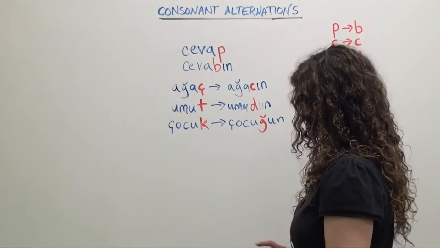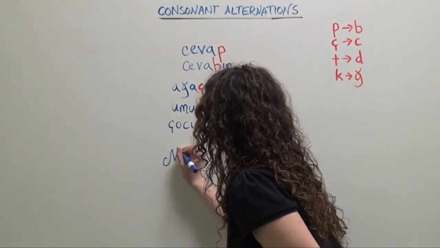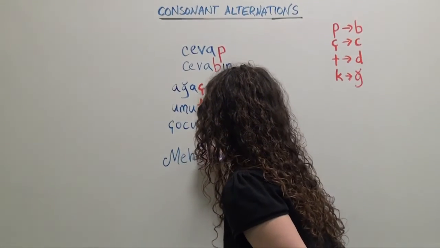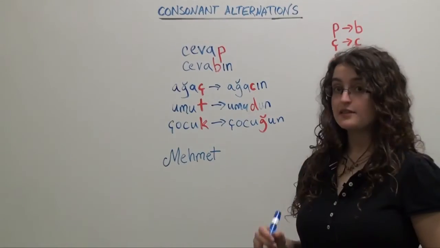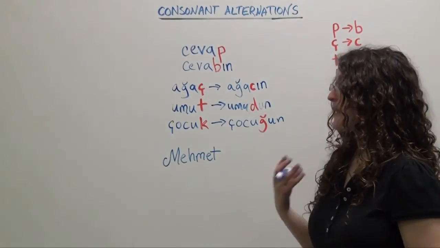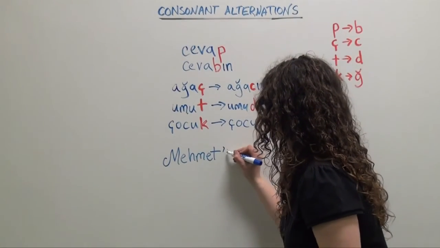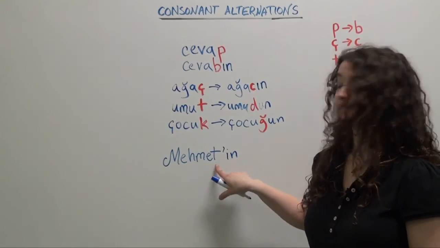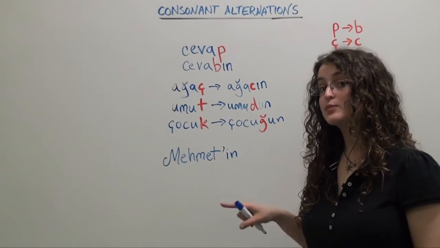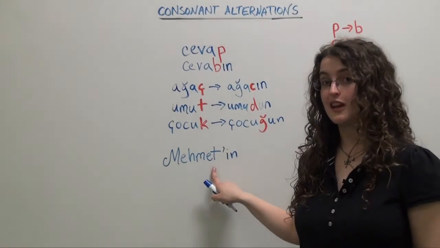Let's look at an example. Take the Turkish name Mehmet. If you want to add the genitive suffix to Mehmet, so to say Mehmet's, you would write Mehmetin. Now notice, this te is still written as a te, but it's pronounced as a de, Mehmedin, even though it doesn't change in writing.